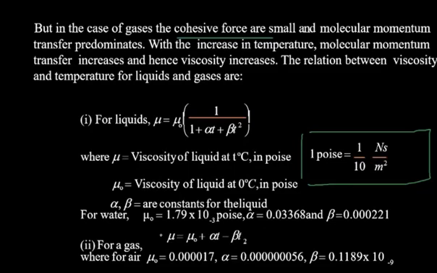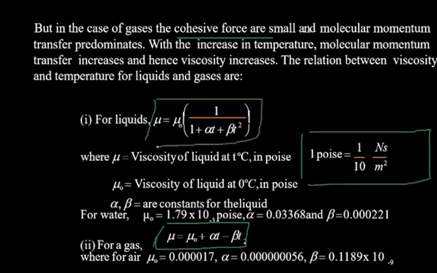For example, for water, the viscosity at 0 degree centigrade is 1.79 into 10 power minus 3 poise, alpha is 0.03368 and beta is 0.000221. For gases, it is mu equal to mu naught plus alpha t minus beta t square. It is t square. Some technical mistake has happened here, so just remember the formulas.